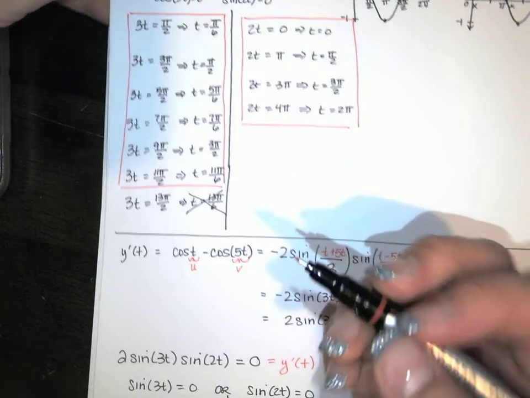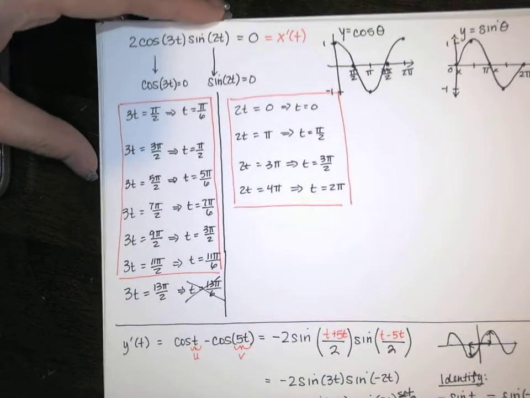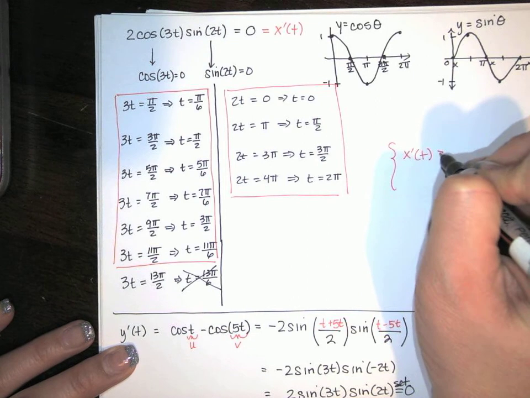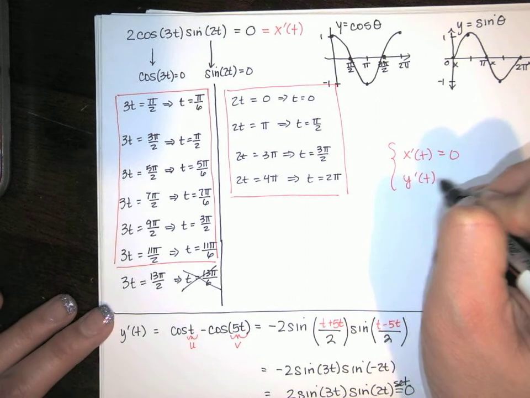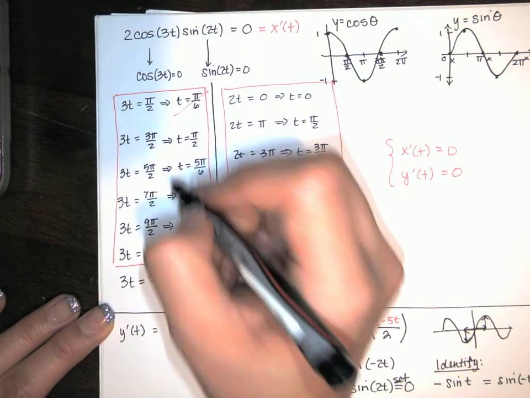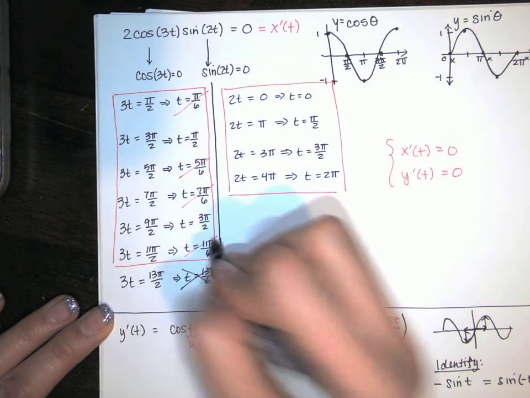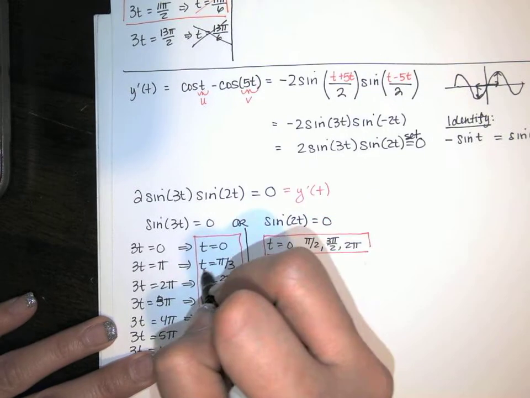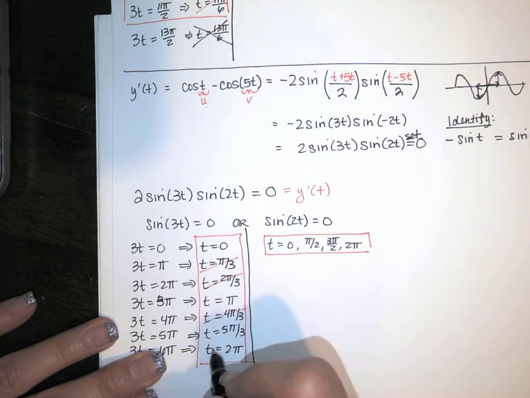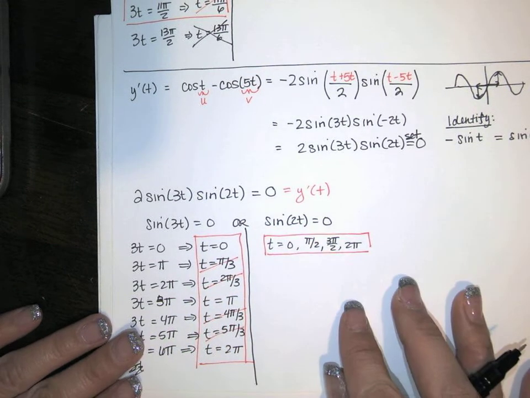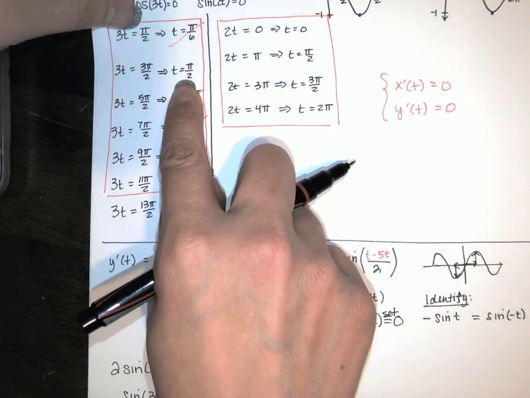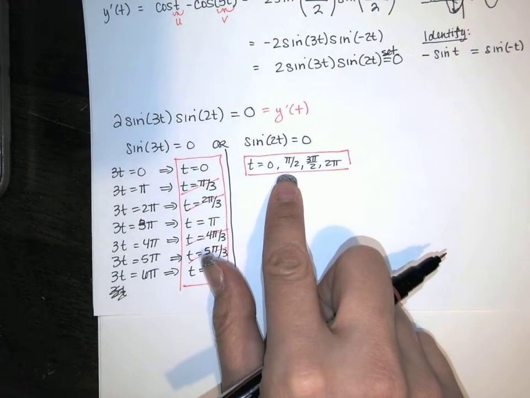So I can rule that out. I don't have pi's over 6 and pi's over 3, multiples of those in both answers. So none of those solve the simultaneous system of equations, x prime equals 0 and y prime equals 0 at the same time. So that's not it. That's not it. That's not it. And that's not it. Anything with a 6 in the denominator is not going to work. Anything with a 3 in the denominator is not going to work. Okay. Is pi over 2 on both lists? Pi over 2 works here and here, so yes.